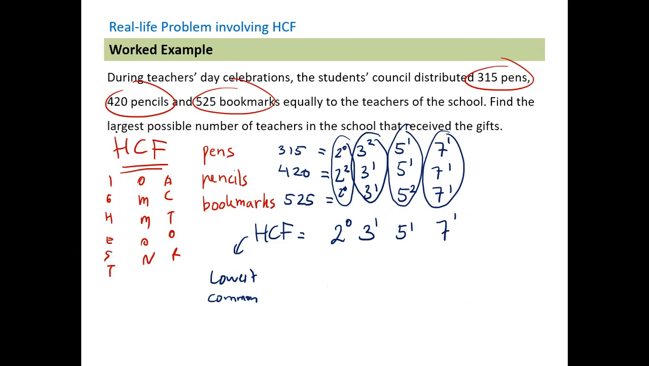Soalnya ya lihat ya, largest possible number, jadi highest common factor. 2 power 0 is 1, right? Don't change the number. 3, 5, 7. Just calculate it easily: 105. So there are 105 teachers that can receive the gift. That's it. So I will print screen this and I'll send it to your WhatsApp.